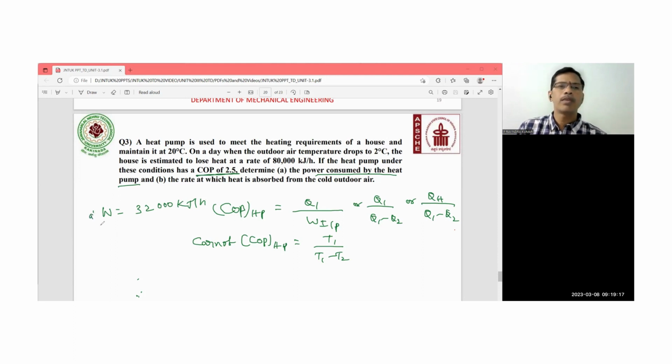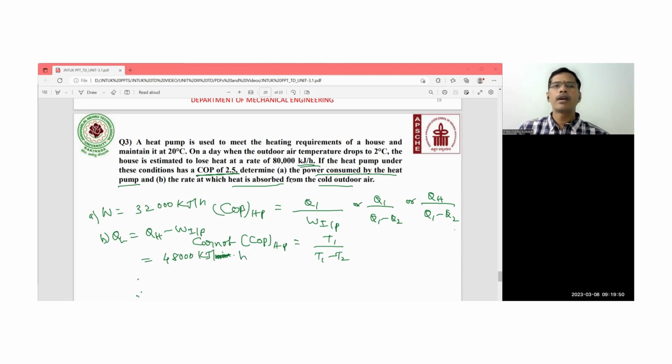And the second part is the rate at which heat is absorbed from the cold outdoor air. For this particular case, QL is equal to QH minus W, the work input. So you will get the answer as 48,000 kilojoule per hour. So this is what you have to use, right?